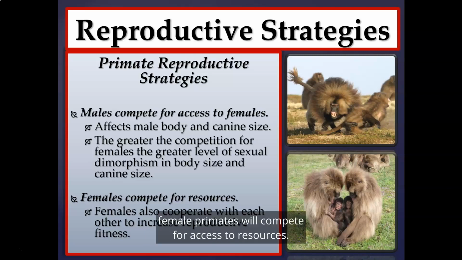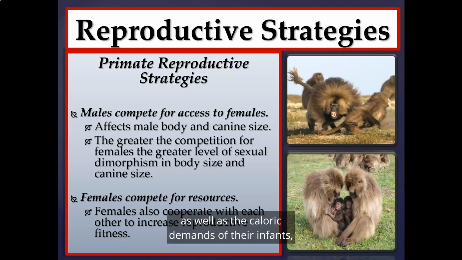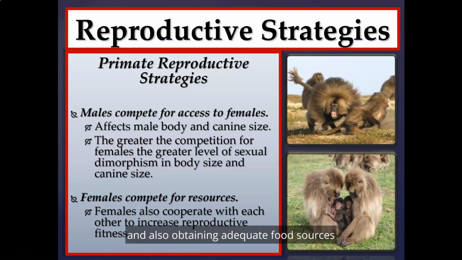And then in general, female primates will compete for access to resources. So that might be food to support both their own caloric demands as well as the caloric demands of their infants, of their developing children. They also cooperate with one another. Female primates tend to cooperate in child rearing and also obtaining adequate food sources to support themselves and their offspring.